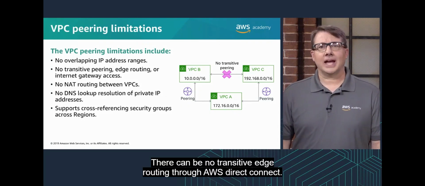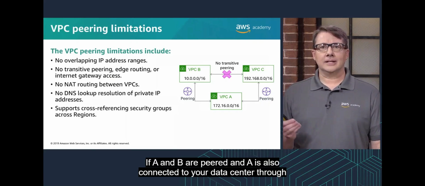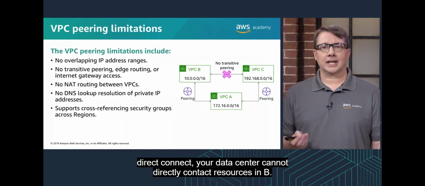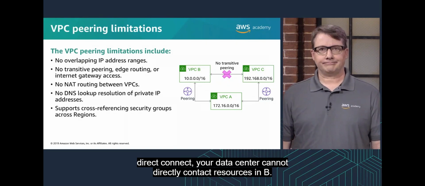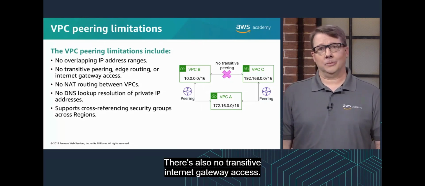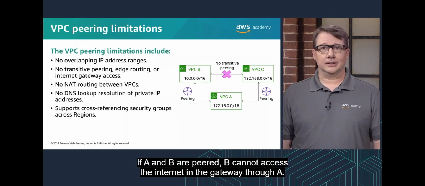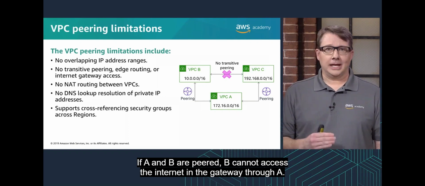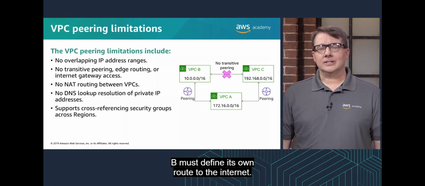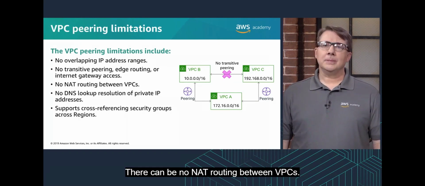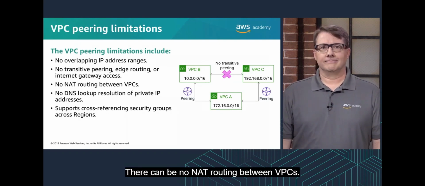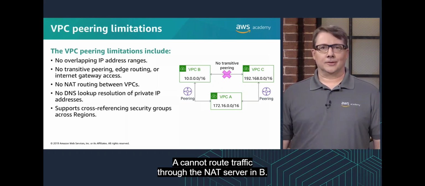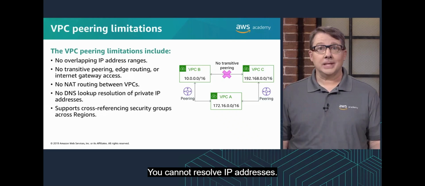There can be no transitive edge routing through AWS Direct Connect. If A and B are peered, and A is also connected to your data center through Direct Connect, your data center cannot directly contact resources in B. There's also no transitive internet gateway access. If A and B are peered, B cannot access the internet gateway through A. B must define its own route to the internet. There can be no NAT routing between VPCs. A cannot route traffic through the NAT server in B. You cannot resolve IP addresses.